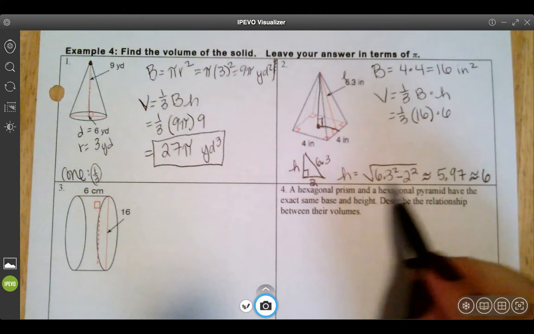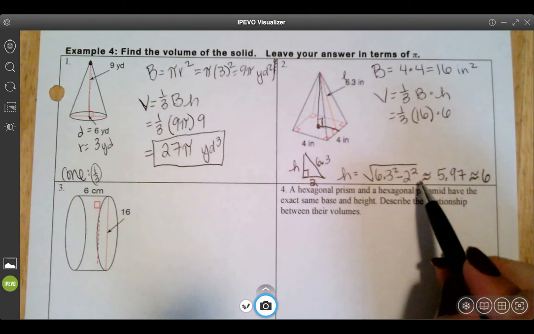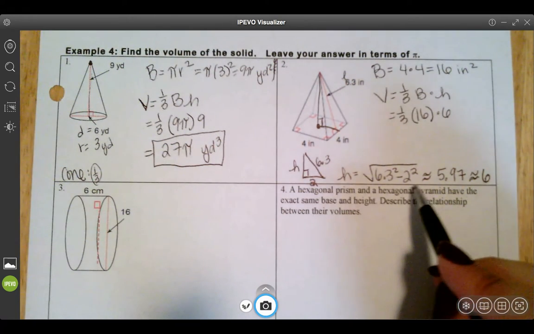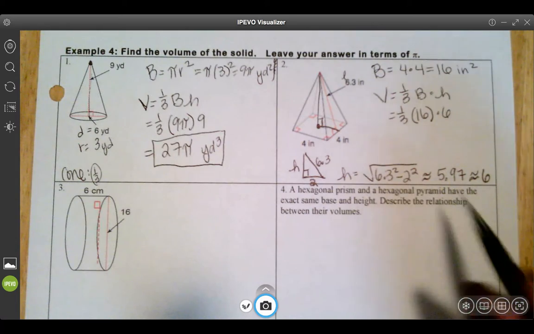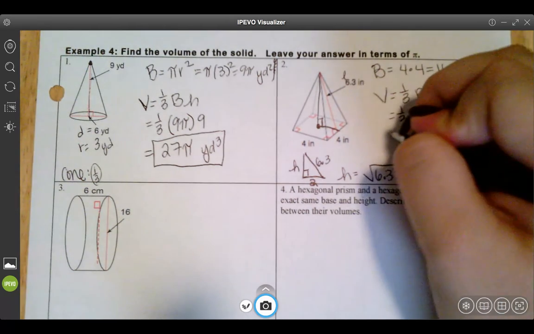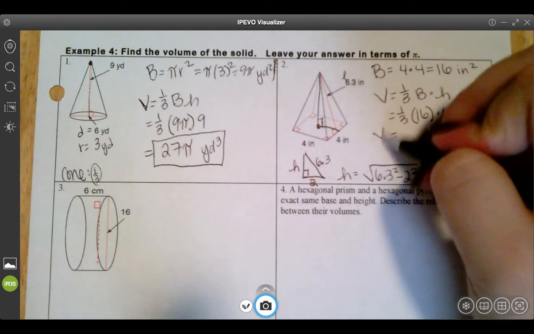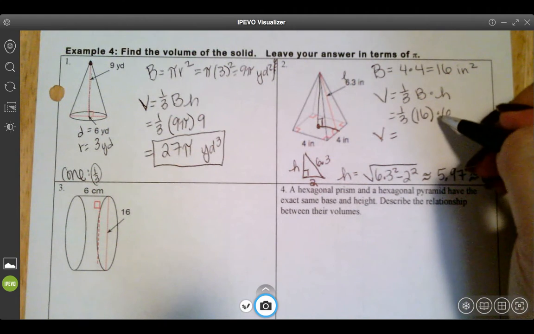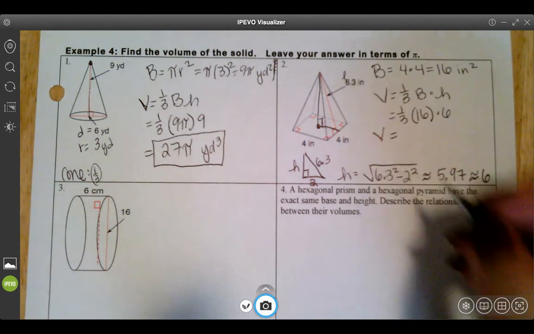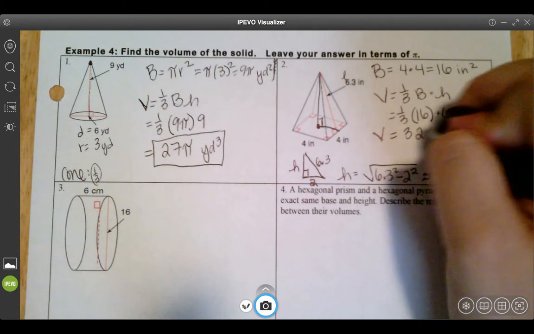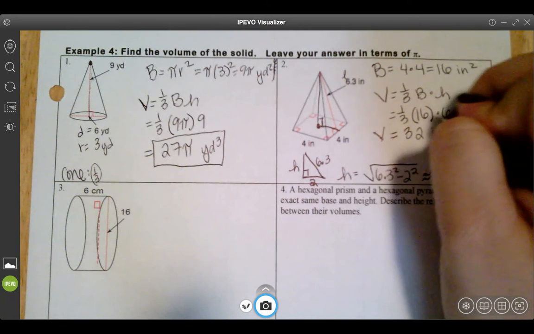Where did this come from? It came directly from Pythagorean theorem. It's kind of the shortcut to the Pythagorean theorem that we've seen a couple of times. So now we can find the volume. 1/3 times 16 times 6 is 32 cubic inches.